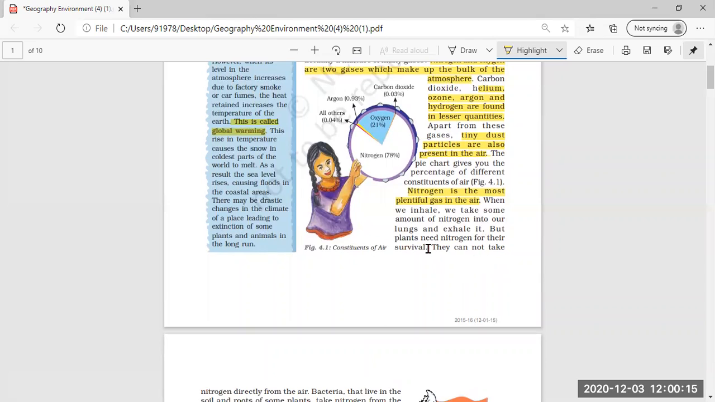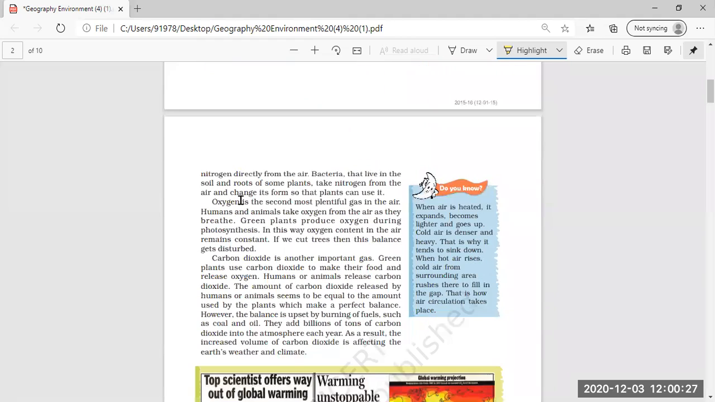Next, plants need nitrogen for their survival. As we have read earlier, plants need nitrogen, but they cannot take nitrogen directly from the air. Who helps the plants to take the nitrogen? The bacteria. Bacteria that live in the soil and roots of the plants take nitrogen from the air and change its form so that plants can use it.